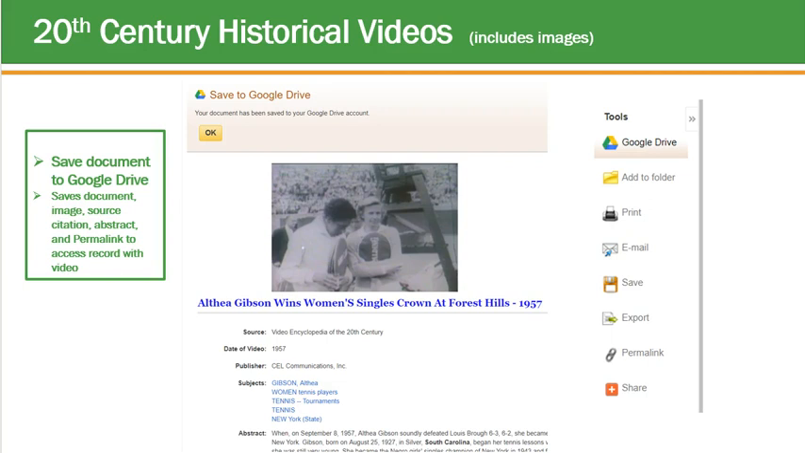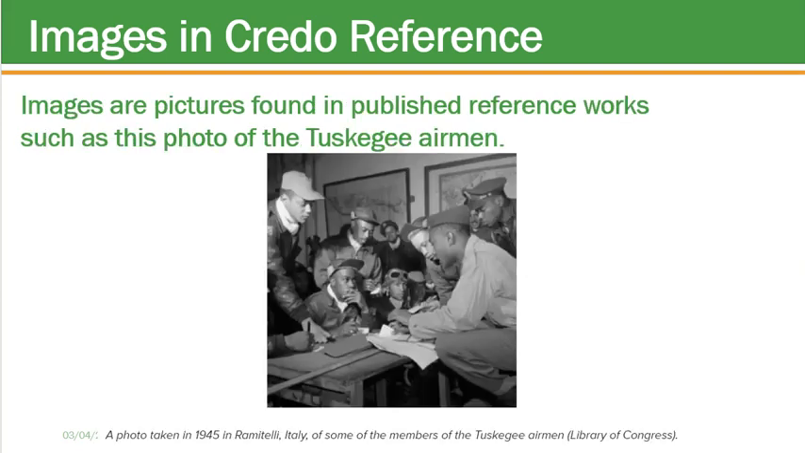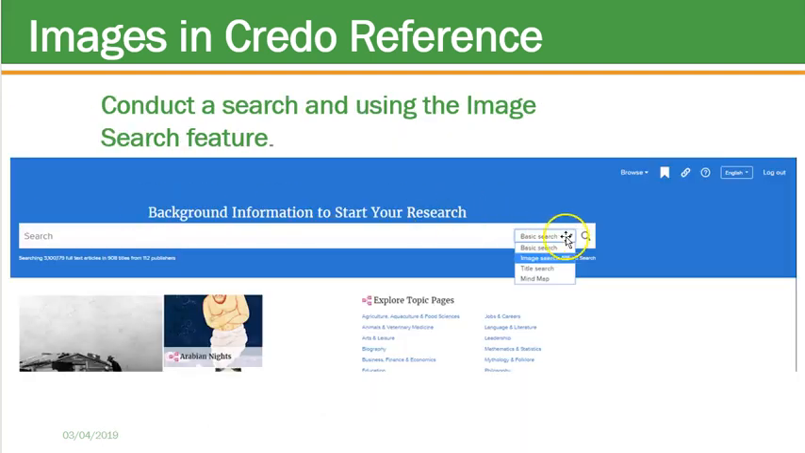So then we're now looking at our images in Credo Reference, and in Credo Reference we do have a lot of images, but we want to show you that these are actually images from reference books. So they are also going to be from a printed source. As you see here, the images or pictures found in published reference works, such as this photo of the Tuskegee Airmen that you find here. So you are able to conduct that search by image as we showed you here, but it is pulling those images from the reference work.